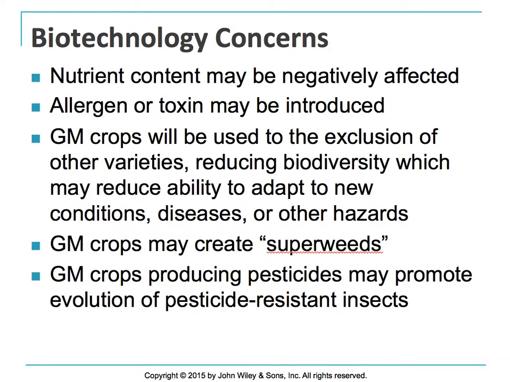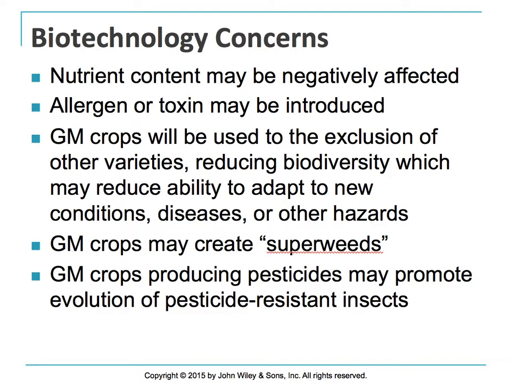So certainly there are some concerns with biotechnology. In some instances, the nutrient content may be negatively affected. An allergen or toxin may be introduced. Genetically modified crops will be used to the exclusion of other varieties, reducing biodiversity, which may reduce the ability to adapt to new conditions, diseases, or other hazards. Some genetically modified crops can create super weeds.